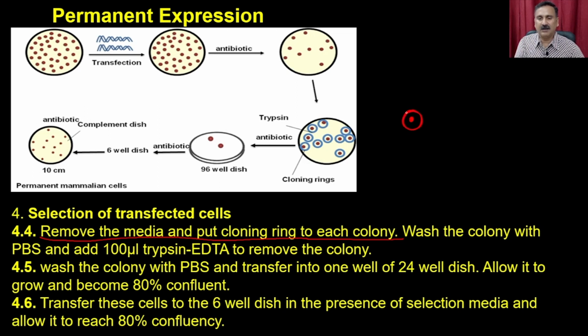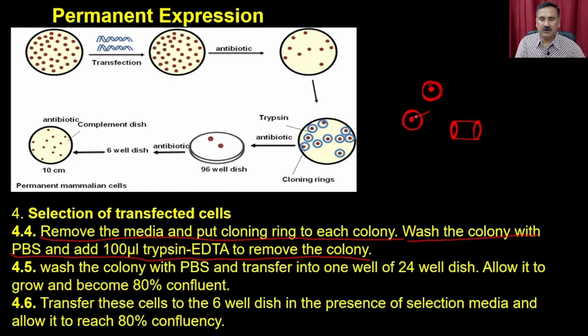A cloning ring is a small tube-like structure, and this side is going to have the glue. So when you keep it on the plate, it is going to remain stuck, and you can do whatever you like with this colony. It's going to be isolated from the other colonies. For example, this is another colony, and you can put another cloning ring there. So whatever you want to do with this one will not affect the other, because it's going to be sealed from the bottom. So wash the colony with PBS and add 100 microliters of trypsin EDTA.